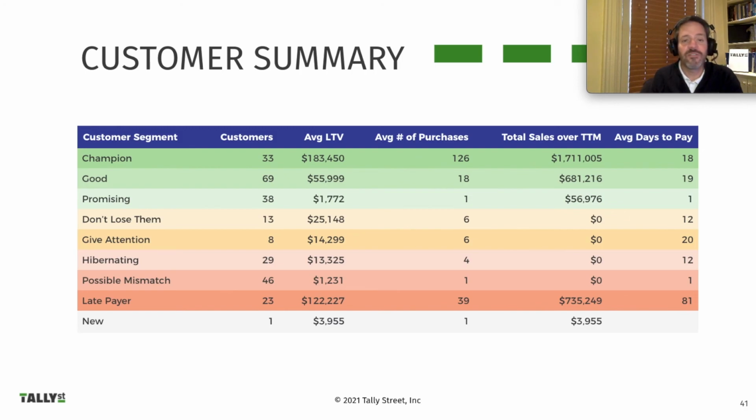The late payers look suspiciously like champions, except that they take 81 days to pay instead of 18 days to pay. So their DSO, their days sales outstanding, or their average days to pay, is more than 4 times what it is for champions. That's some low-hanging fruit for the business to go after and try to boost their overall cash flow.